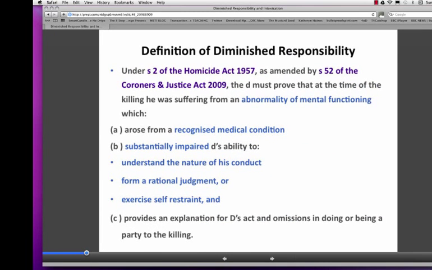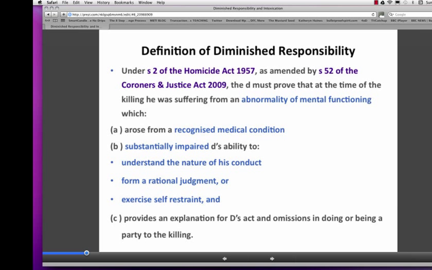Here is that definition of diminished responsibility again. Remember, I do require you to commit this to memory, and I will be testing you on it. And make sure that you say it fully in the way that you see on the screen right now. So under Section 2 of the Homicide Act 1957, as amended by Section 52 of the Coroners and Justice Act 2009, the defendant must prove that at the time of the killing, he or she was suffering from an abnormality of mental functioning which arose from a recognised medical condition.